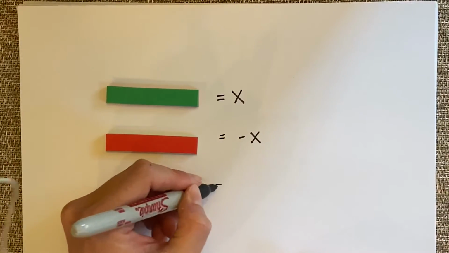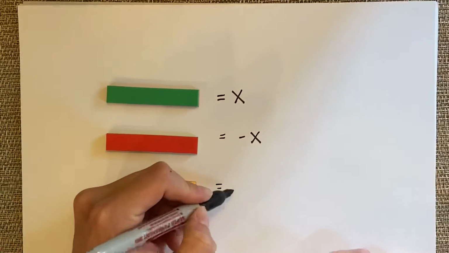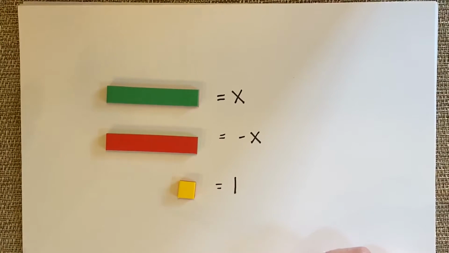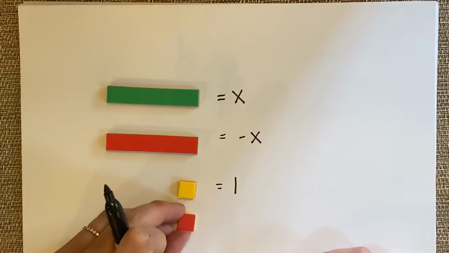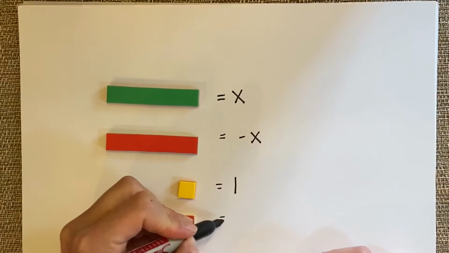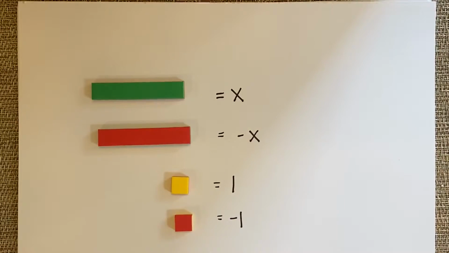This yellow square represents a unit or a positive 1, so I'll refer to those as units a lot of times. The red square is negative 1. Now that we've identified our algebra tiles, I want to talk about one more thing that's going to be really useful as we're solving our equations.